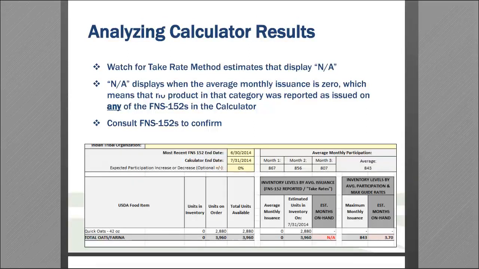Additionally, you should be looking for NA displaying in the take rate estimate column. This displays when the average monthly issuance is zero, meaning that no product was reported as issued on any of the 3 FNS 152s in the calculator. Again, we would look at the FNS 152s to confirm that this is the case.